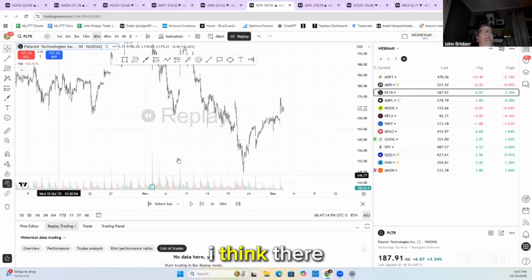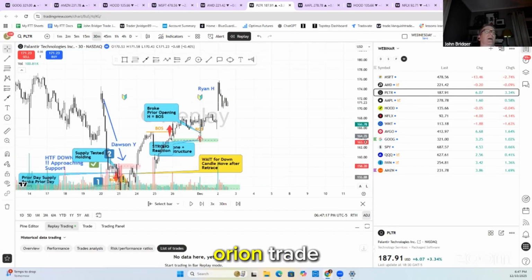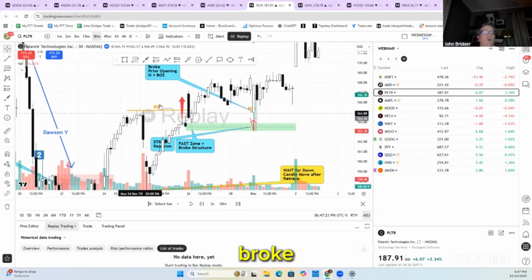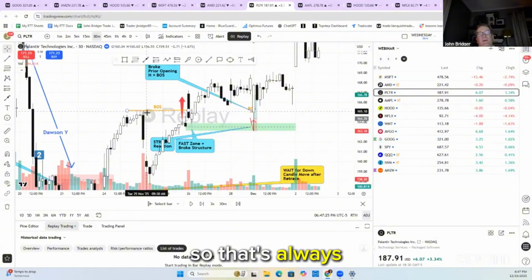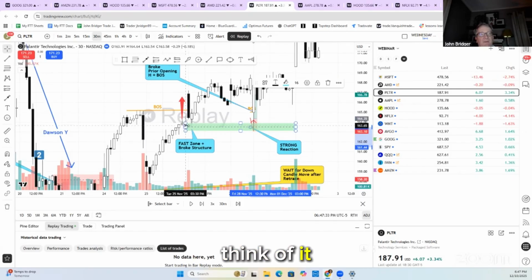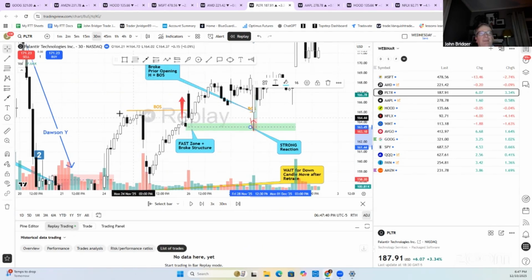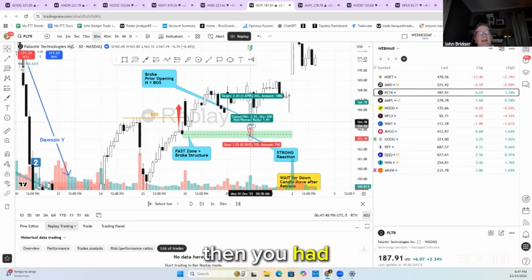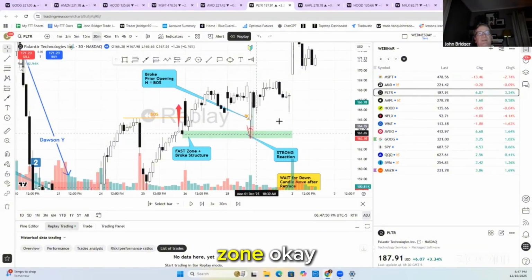So in this case, this is a Ryan trade where you had a zone that broke a prior high. That's always the best situation. You get a fast zone. Even though this looks like a down candle, it was a gap up. So think of it, there was some kind of move from the prior day close to the opening that broke the prior day high, this prior supply resistance. Then it came in, bounced around. Then you had a gap down right into this zone.